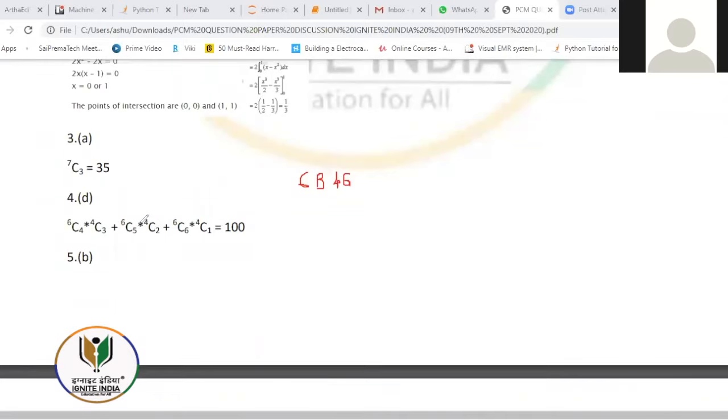5 boys and 2 girls, again multiplication. 6 boys and 1 girl, again this will be majority. And since the group choice means the group has to contain boys and girls, we'll just stop at this. If you add all these, you'll get 100. Pretty simple again, not very difficult.